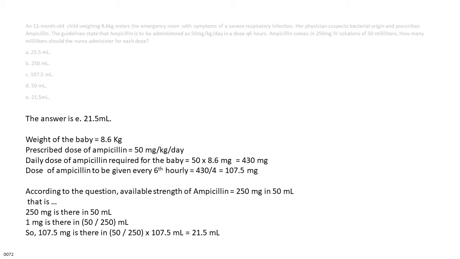According to the question, available strength of ampicillin equals 250 mg in 50 milliliters. That is, 250 mg is there in 50 milliliters. 1 milligram is there in 50 over 250 milliliters. So, 107.5 milligrams is there in 50 over 250 multiplied by 107.5 milliliters equals 21.5 milliliters.